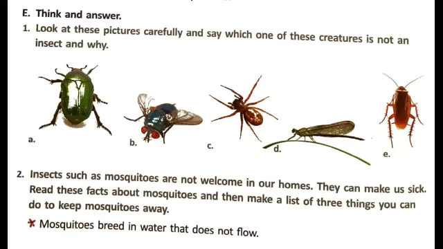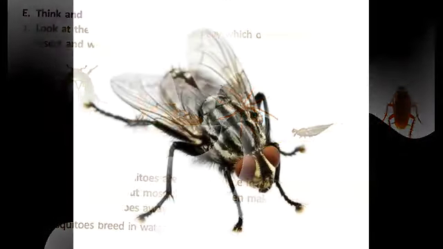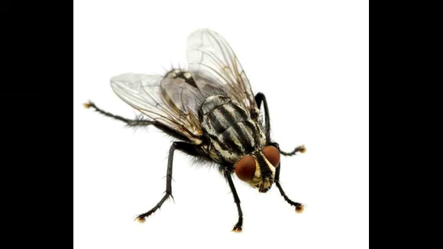Let's look at the second one. This picture is of a fly. We all know that fly is an insect. It also has a pair of wings.